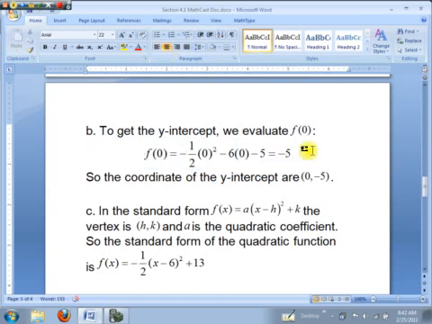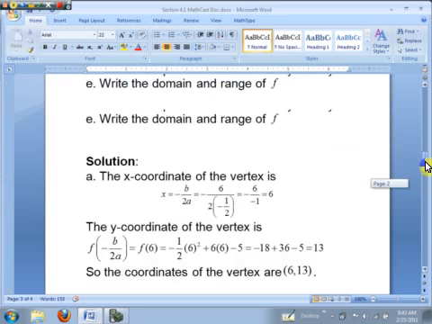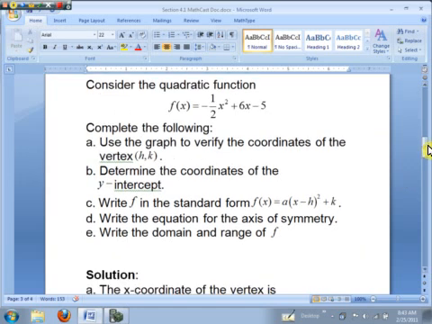And then in part C, we want to write the equation in the standard form. Now let's think about that before we do it. A is the quadratic coefficient. That's the same no matter if it's written in the polynomial form that we're given, or whether we have the standard form here. H and K are the coordinates of the vertex. We found that in part A. So we can simply fill in these numbers now.